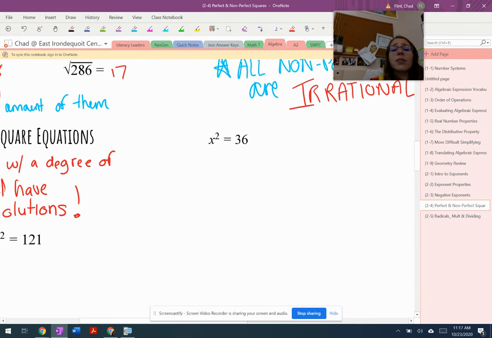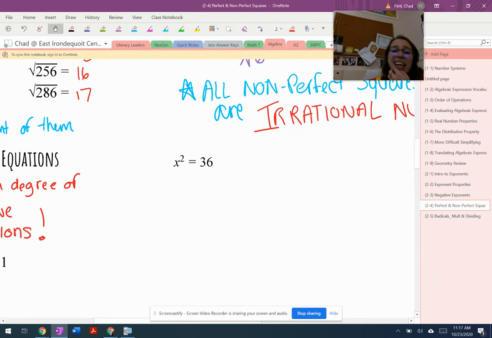So x squared equals 36. First off, remember, keeping in mind that the goal of equation solving is to isolate that variable. That x is not by itself yet because it still has the exponent of 2, or that squared on it. So what is the undoing of a squared? How do you undo a square? Well, the undoing of a square is a square root.